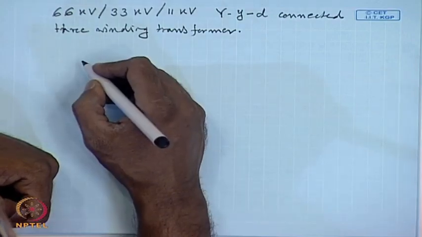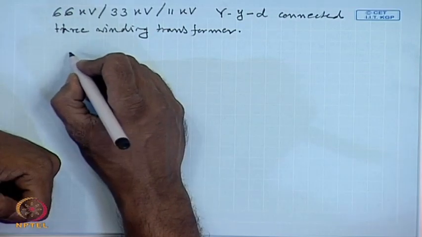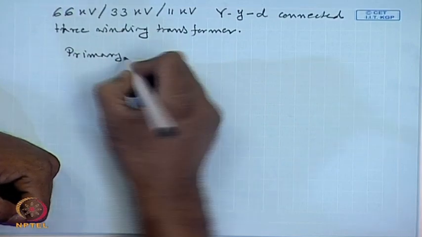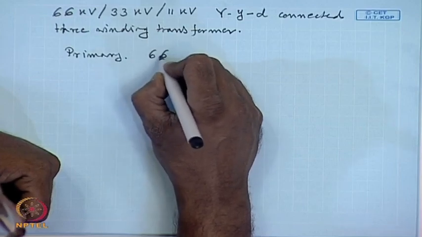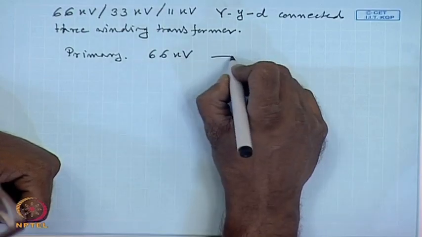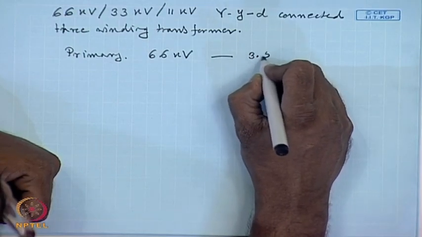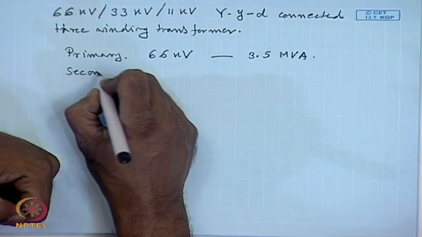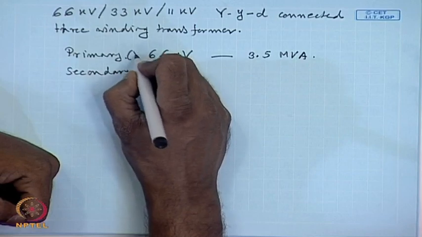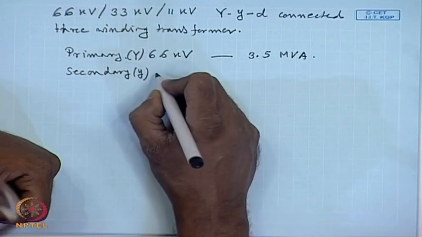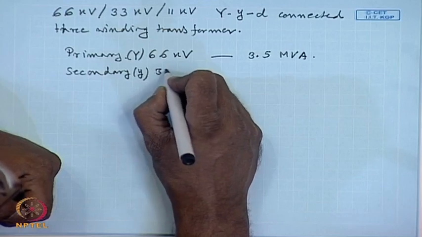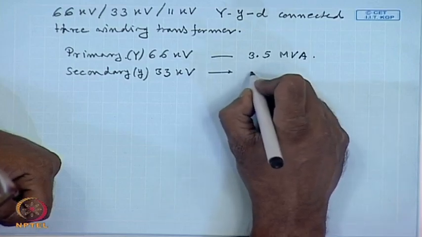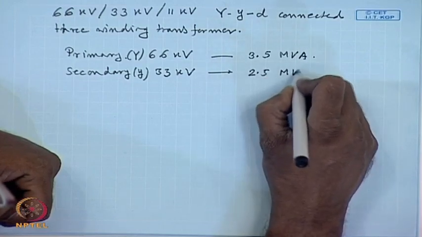Then the winding voltage and KVA ratings are as follows. The HV winding or the primary winding, that is 66 kV and KVA rating is 3.5 MVA. Secondary, this is Y connected, this is also Y connected, this is 33 kV and its KVA rating is 2.5 MVA.